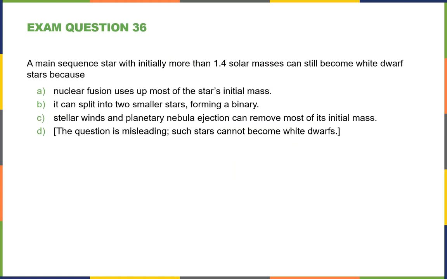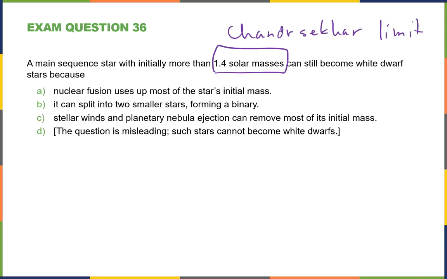Okay, two more. A main sequence star with initially more than 1.4 solar masses. What's special about 1.4 solar masses? There's a name for it. Chandrasekhar limit. Hopefully I spelled that right, and I'm still hoping I pronounce it right. Satish Moturi said that's how it's pronounced, so if I pronounce his name right, which I may not.